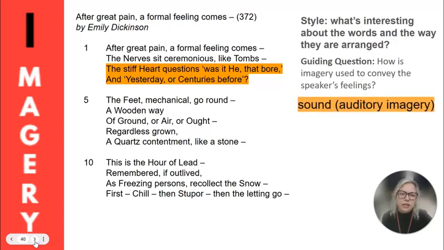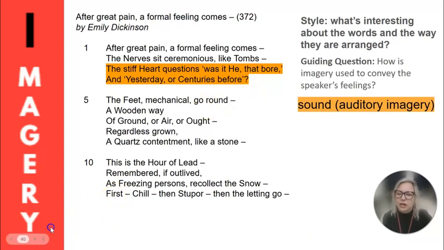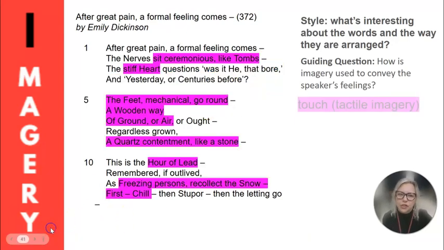As far as auditory imagery goes, we don't have a lot of it in this poem. Maybe this question, but it doesn't work as a great image, I don't think, because we aren't all hearing the same thing. It's just actually dialogue that we can imagine hearing. Maybe not the best example of imagery.